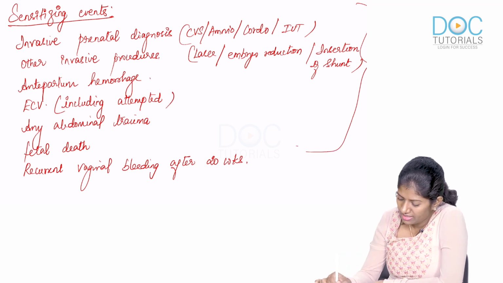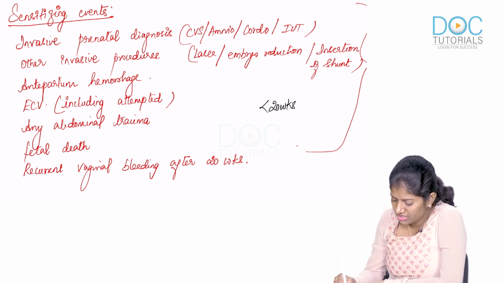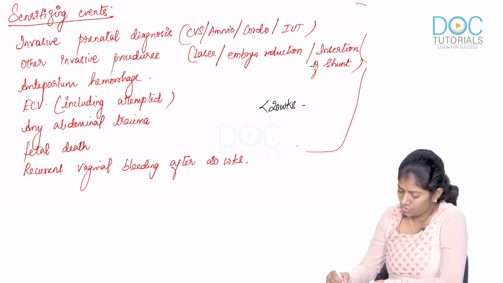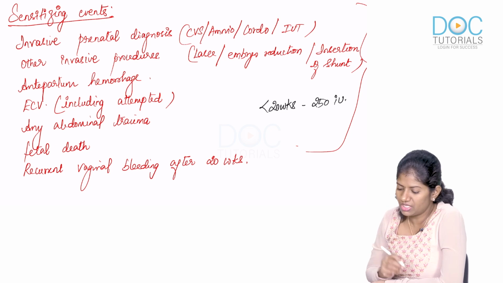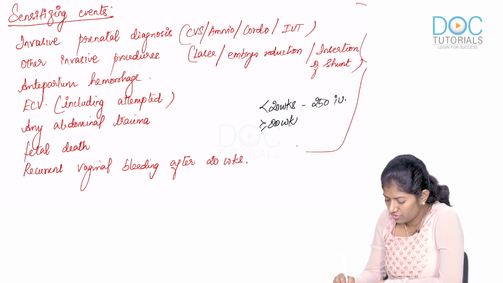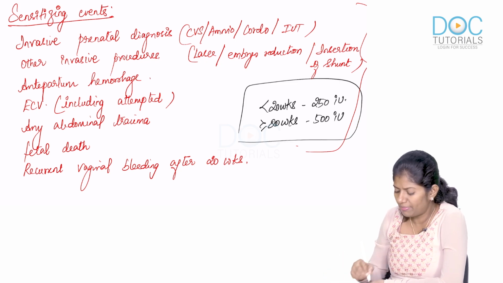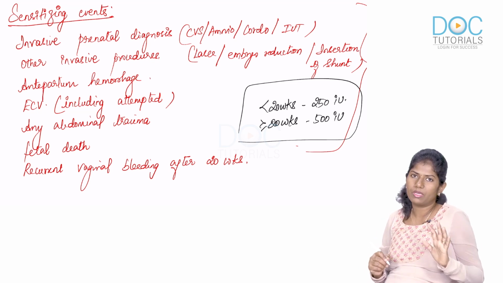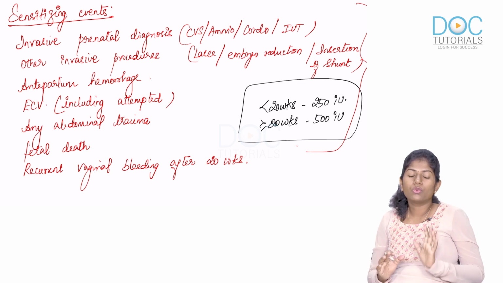If the gestational age is less than 20 weeks, you would be giving 250 international units, and if the gestational age is more than or equal to 20 weeks, you will be giving 500 international units. This is applicable for abortion too. Please remember, even for abortions and ectopic, this dose is applicable.